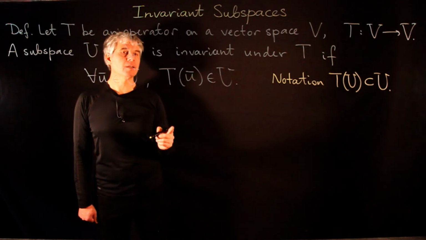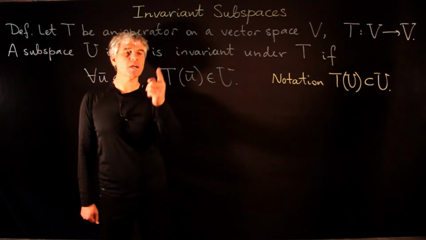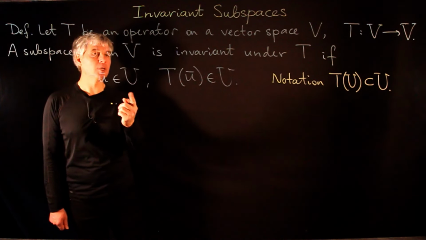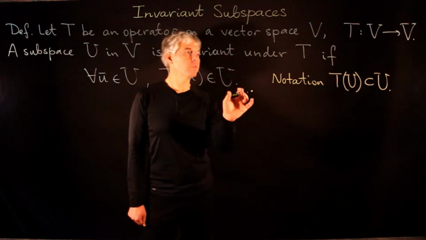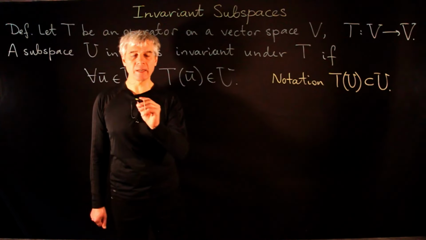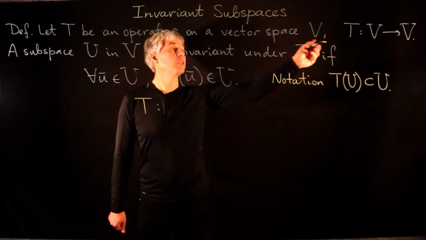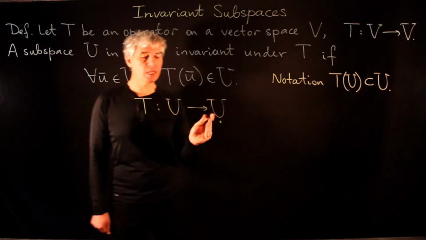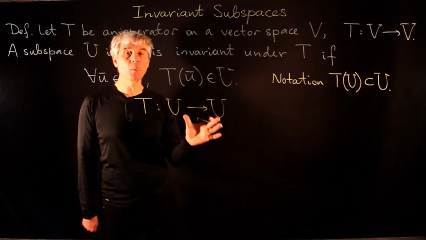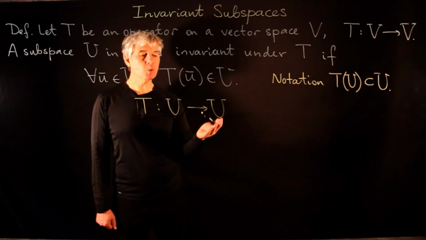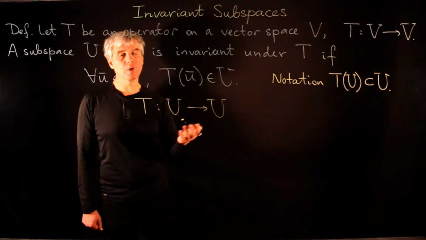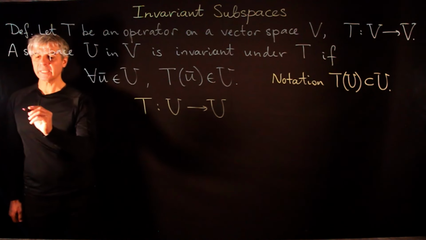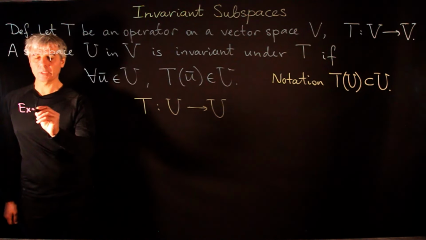The idea here is that when we try to understand the structure of operator T, then invariant subspaces may help, because now we can view T not as an operator from V to V, but as an operator from U to U. Thus, we can construct an operator now on a smaller space. And by reducing the problem to a smaller problem, we can better understand the structure of operator T. Let us give some examples.